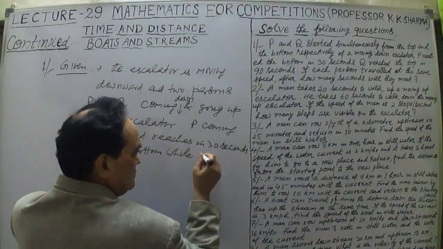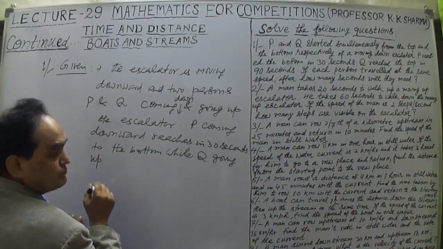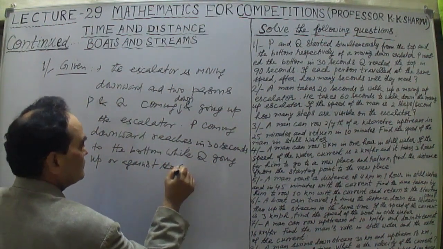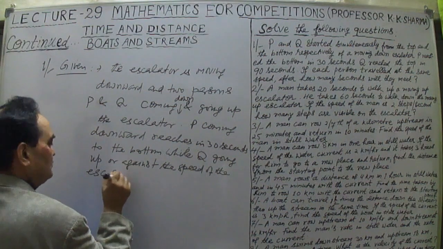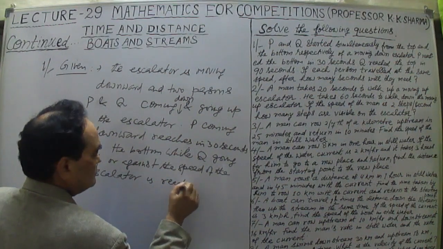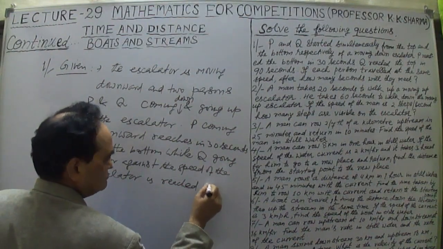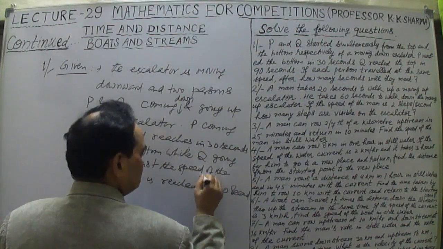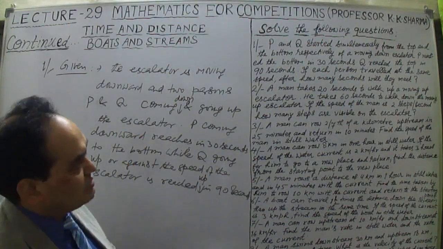While Q, going up against the speed of the escalator, reaches the top in 90 seconds. This is given to us.